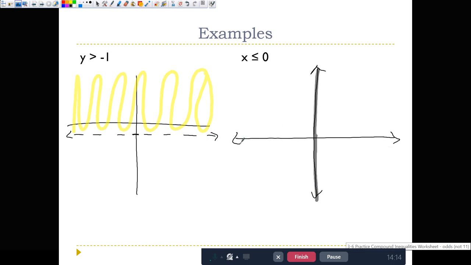When x is a number, then that is a vertical line at that number, so it's going to be at 0. And it's a solid line because it's equal to. And am I going to be shading to the left or to the right? It's less than. So everything that is less than.